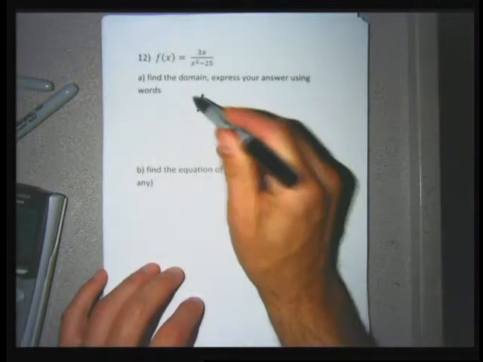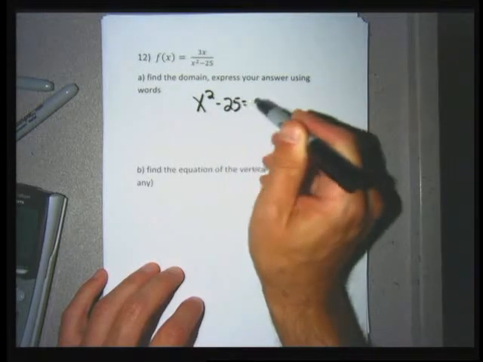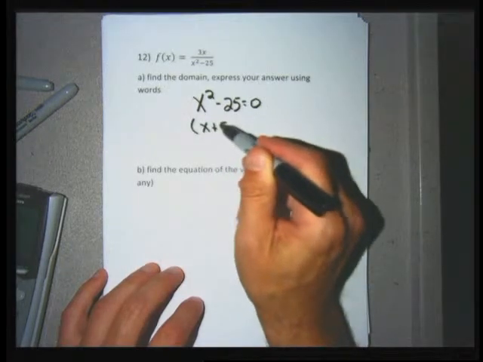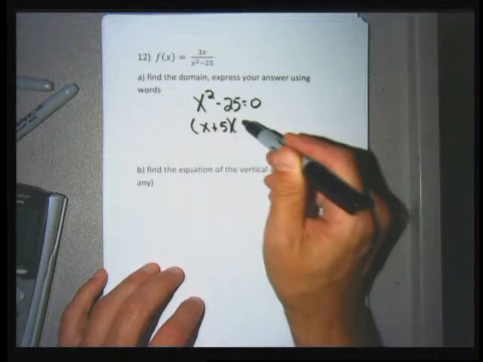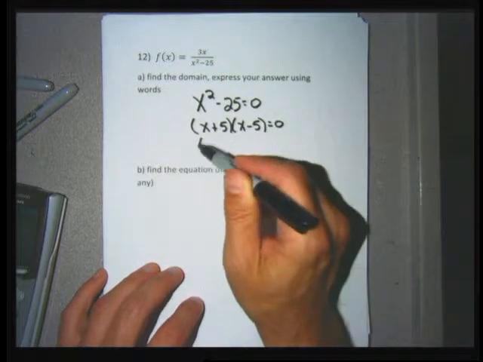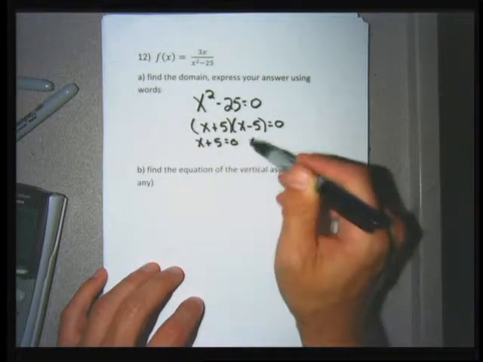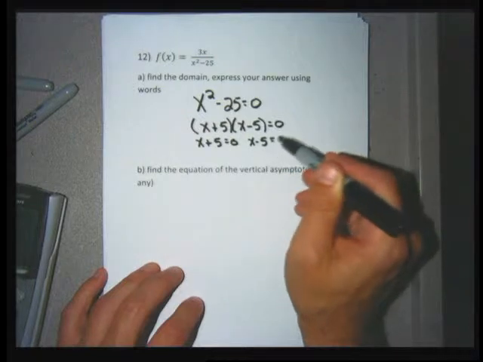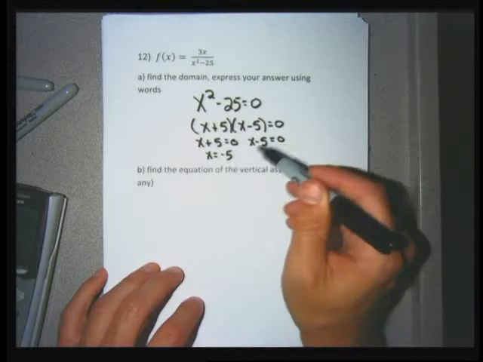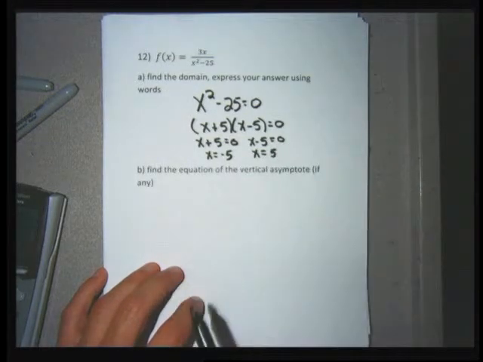Same deal, finding the domain of a fraction. You ignore the top, set the bottom equal to 0. Can solve this by factoring because there's an exponent. That's a nice difference of squares. It factors into x plus 5 and x minus 5. Once you get it factored and set equal to 0, you split the factors up, set each one separately equal to 0. The factor of x plus 5 tells me negative 5 needs to be excluded from the domain. The factor of x minus 5 tells me that 5 needs to be excluded from the domain.